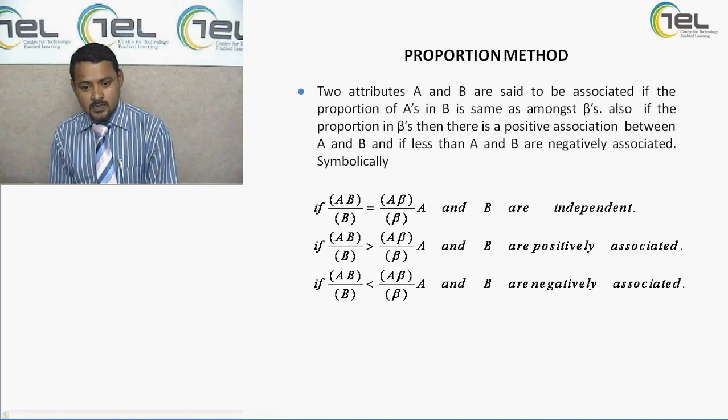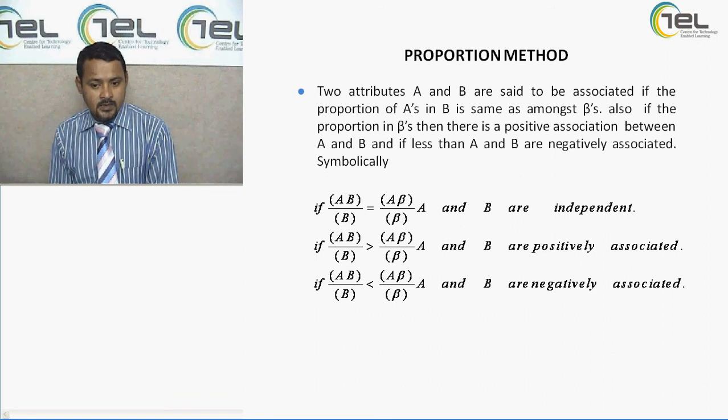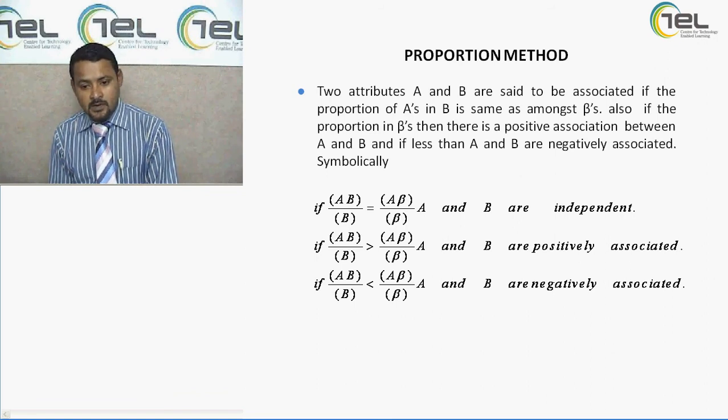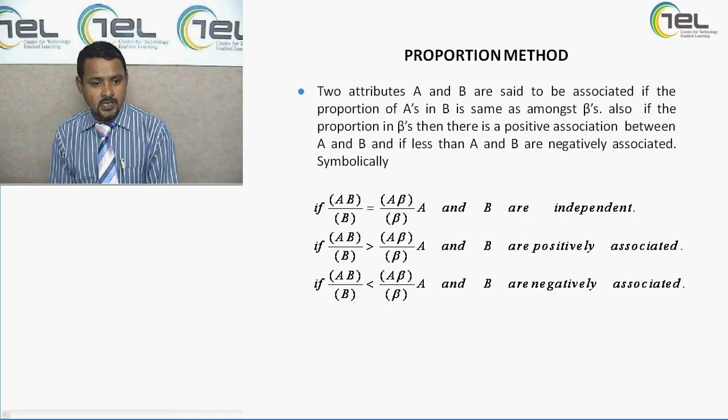We can summarize them. If (AB) by (B) is equal to (A beta) by (beta), then A and B are independent because they are almost identical. If (AB) by (B) is greater than (A beta) by (beta), then A and B are positively associated. If (AB) by (B) is less than (A beta) by (beta), they are negatively associated. Equal, independent; greater, positive; and lesser, negatively associated.